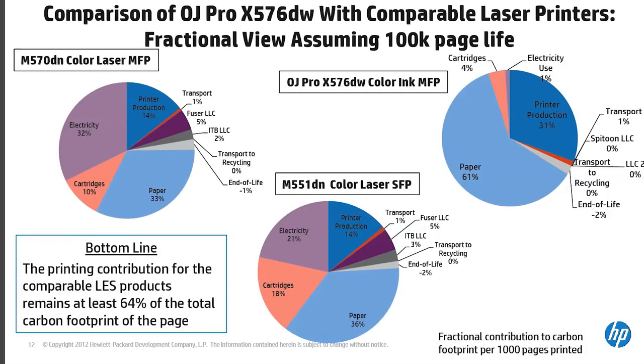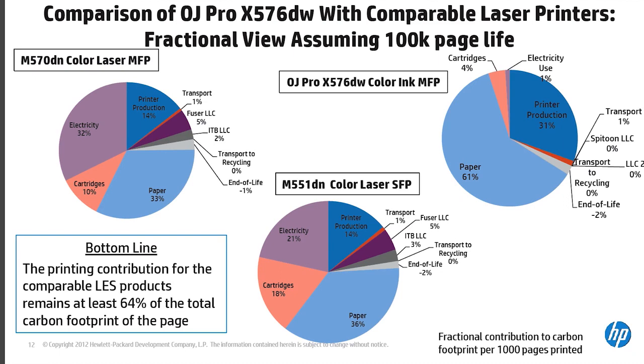So how about some information? Here's basically what pops out. These three pie charts show three different printers that are of similar utility. The one on the far left and the one in the center are two different laser printers, and the one on the far right is a page-wide array inkjet printer. And what this is showing you is that for all these products, you can see what the breakdown is for printer production, transport, and those kinds of things.